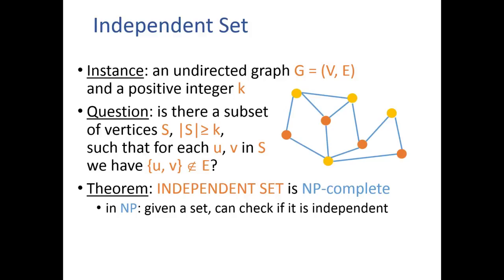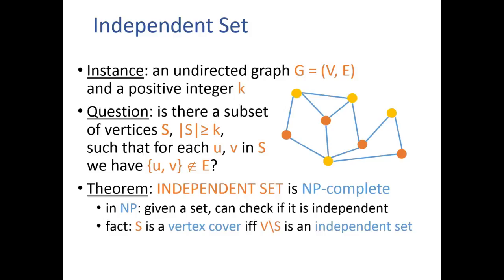Now we have to prove that it's NP-hard. I'm going to reduce from vertex cover, and this reduction is going to be very, very simple. The reduction relies on the fact that if a set of vertices forms a vertex cover, then its complement forms an independent set. Why is that? Well, let's look at this picture. The yellow set forms a vertex cover, meaning the yellow set covers all edges.